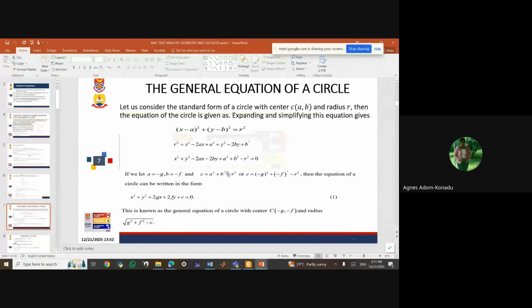Then if I rewrite this, I know that my a is minus g and my b is minus f, and the whole of this is my c. So the equation will be x squared plus y squared plus 2gx plus 2fy plus c equal to 0. When we write the equation like this, we call it the general form, the general equation of a circle, with center (-g, -f) and radius the square root of g squared plus f squared minus c.